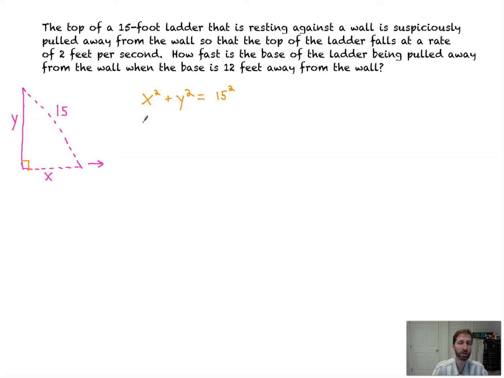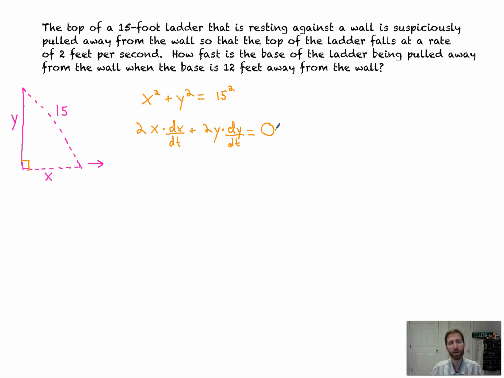So the derivative of x squared with respect to time is 2 times x times dx/dt, or times x prime of t, if you prefer that notation, plus 2 times y times dy/dt, equals the derivative of a constant. Even though it's 15 squared, it's not 2 times 15. The derivative of a constant is 0. The ladder's not changing, so the rate of change of the ladder's length should be 0. It makes sense conceptually as well.